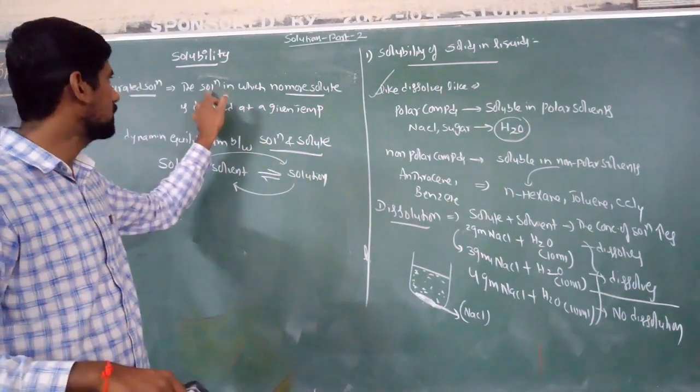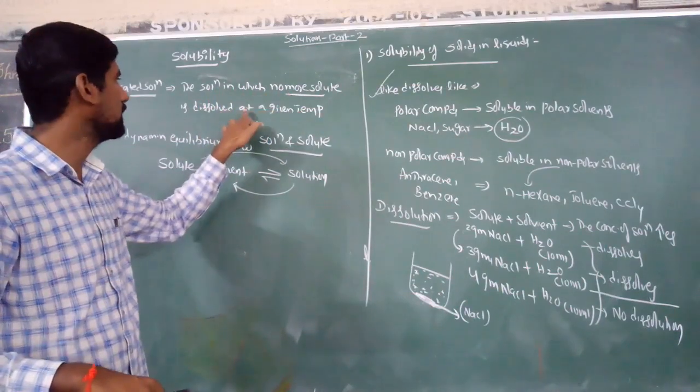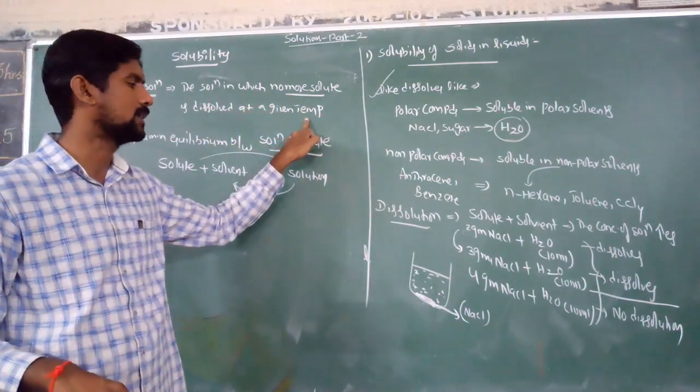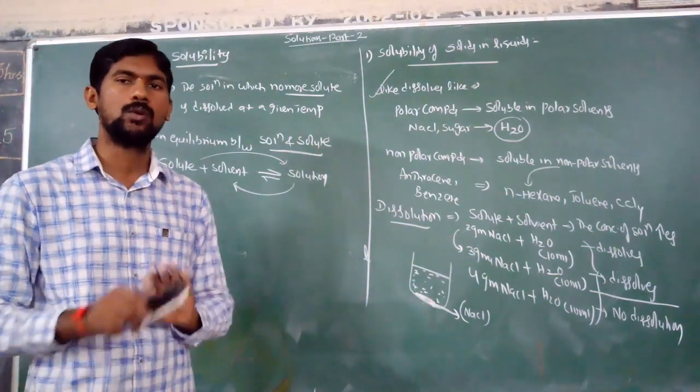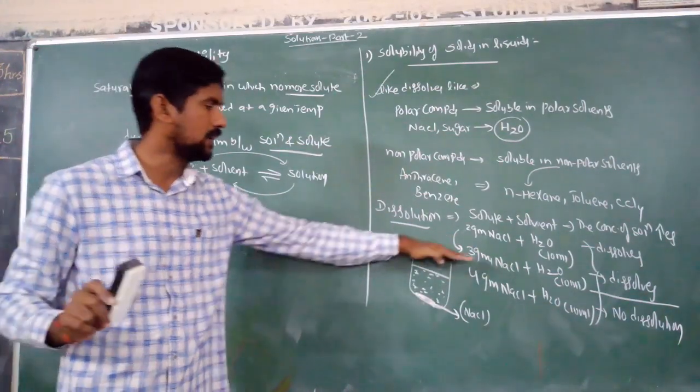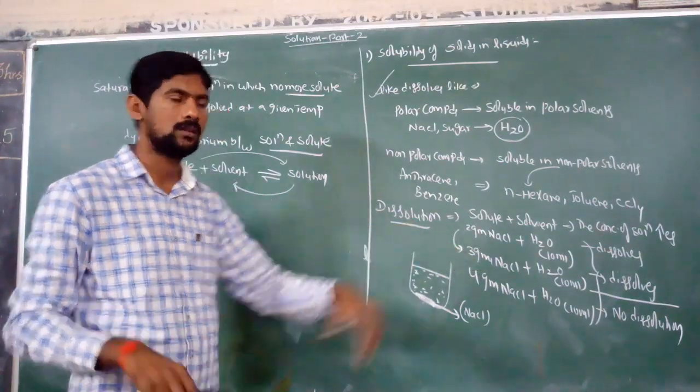So what is a saturated solution? The solution in which no more solute is dissolved at a given temperature. So after 3 grams of sodium chloride, if you add more to water, no more solute is dissolved. This condition is a saturated solution.